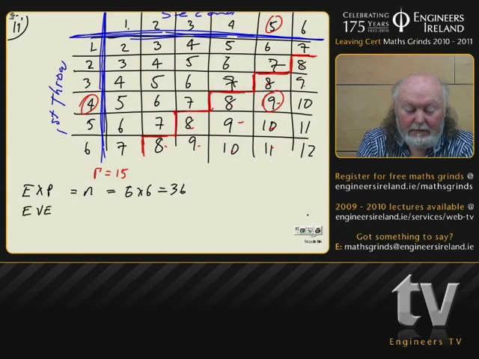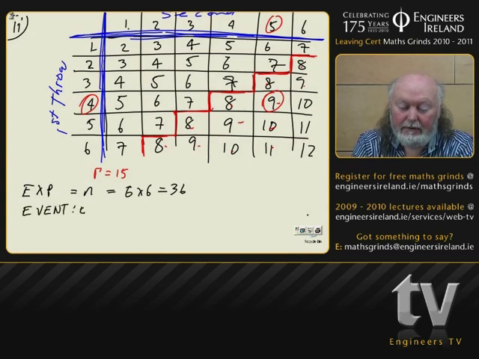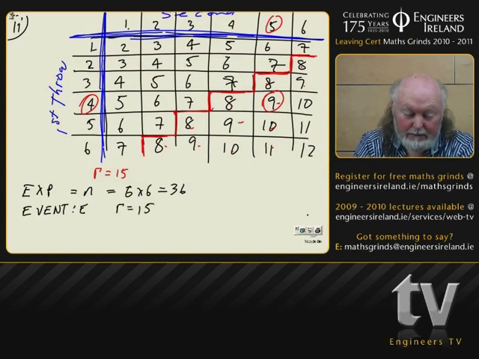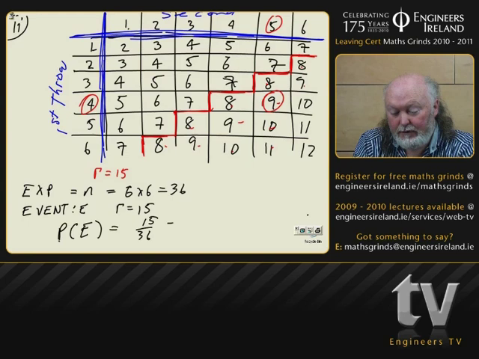The event E, R, is 15. Probability of the event is equal to 15 over 36, which is equal to 5 over 12.